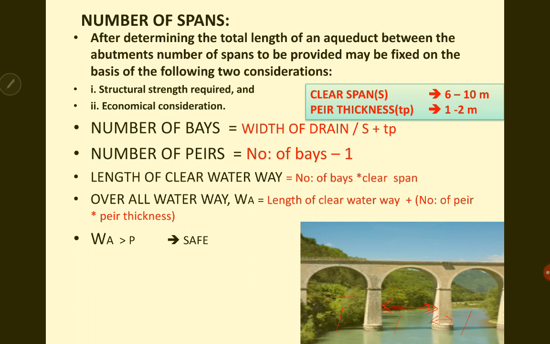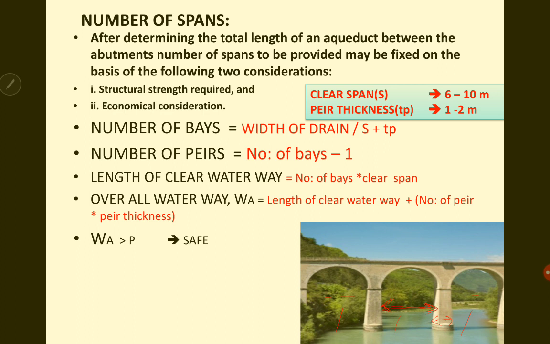So length of the clear waterway is given as number of bays into clear span. The overall waterway, that is total, is equal to length of the clear waterway plus number of piers into pier thickness. Okay, so we find out the complete total waterway length, that is length of the clear span plus all the piers' thickness. So number of piers into pier thickness.